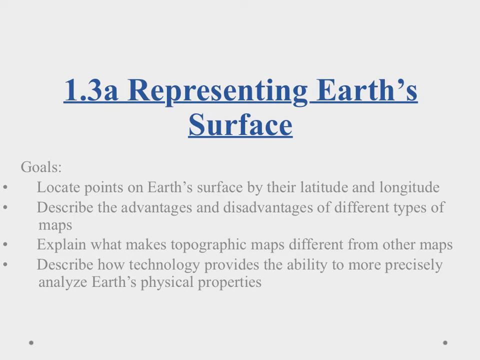In this video, we're going to introduce the lesson by the same name in your Earth Science class. The goals for it will be to locate points on the Earth's surface by their latitude and longitude. We'll be able to describe the advantages and disadvantages of different types of maps. We'll explain what makes topographic maps different from the other types of maps. And finally, we'll describe how technology provides the ability to more precisely analyze Earth's physical properties.